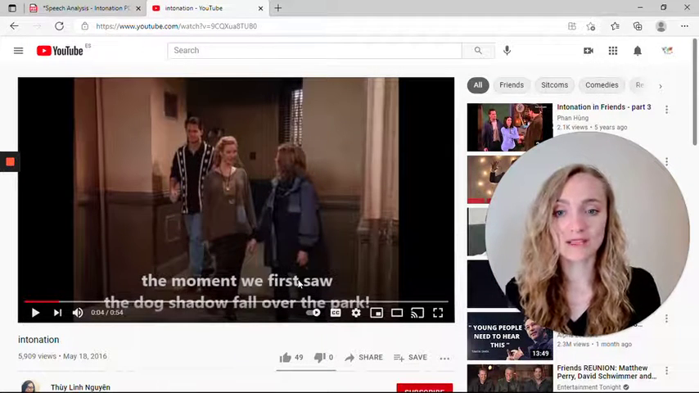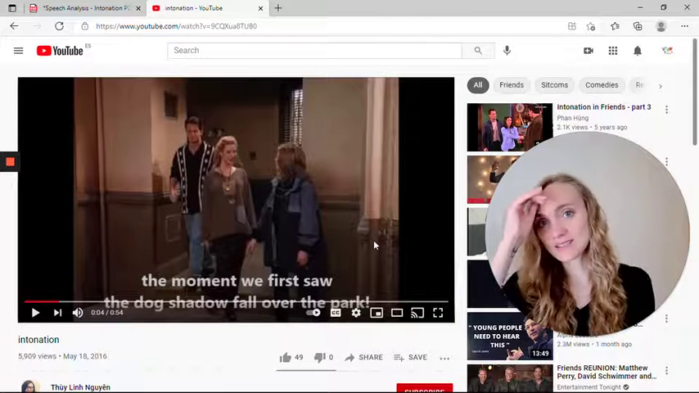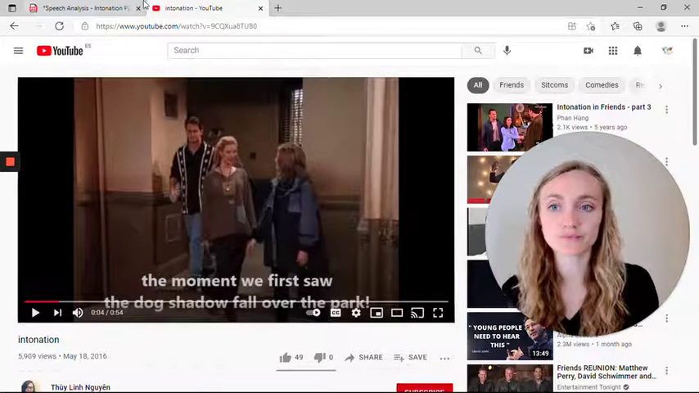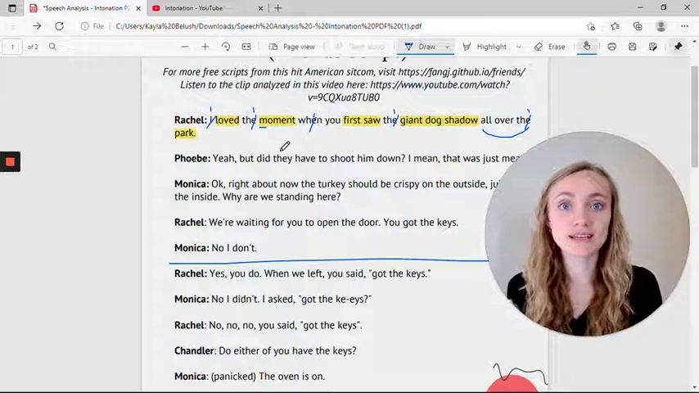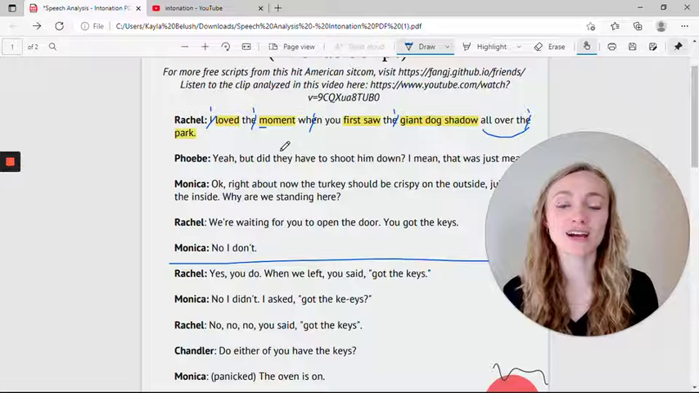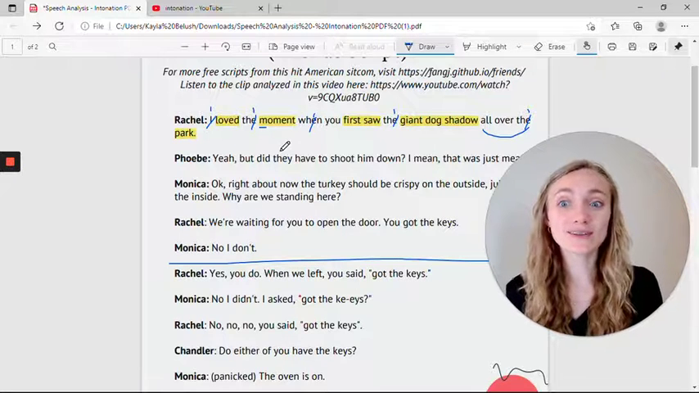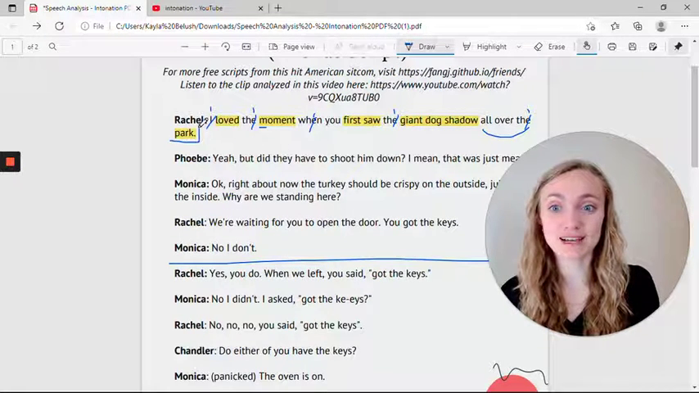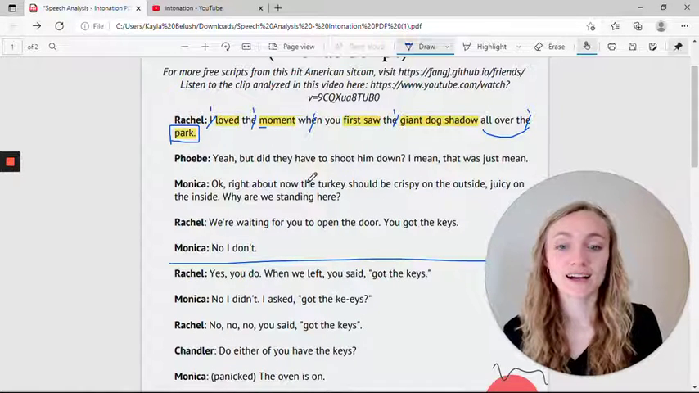So these subtitles are not 100% accurate in this video clip, so don't pay attention to those. But you could hear that she was stressing all of the content words. I love the moment when you first saw the giant dog shadow all over the park. And with park, we hear that she really, really emphasizes it. So this is her focus word, okay?